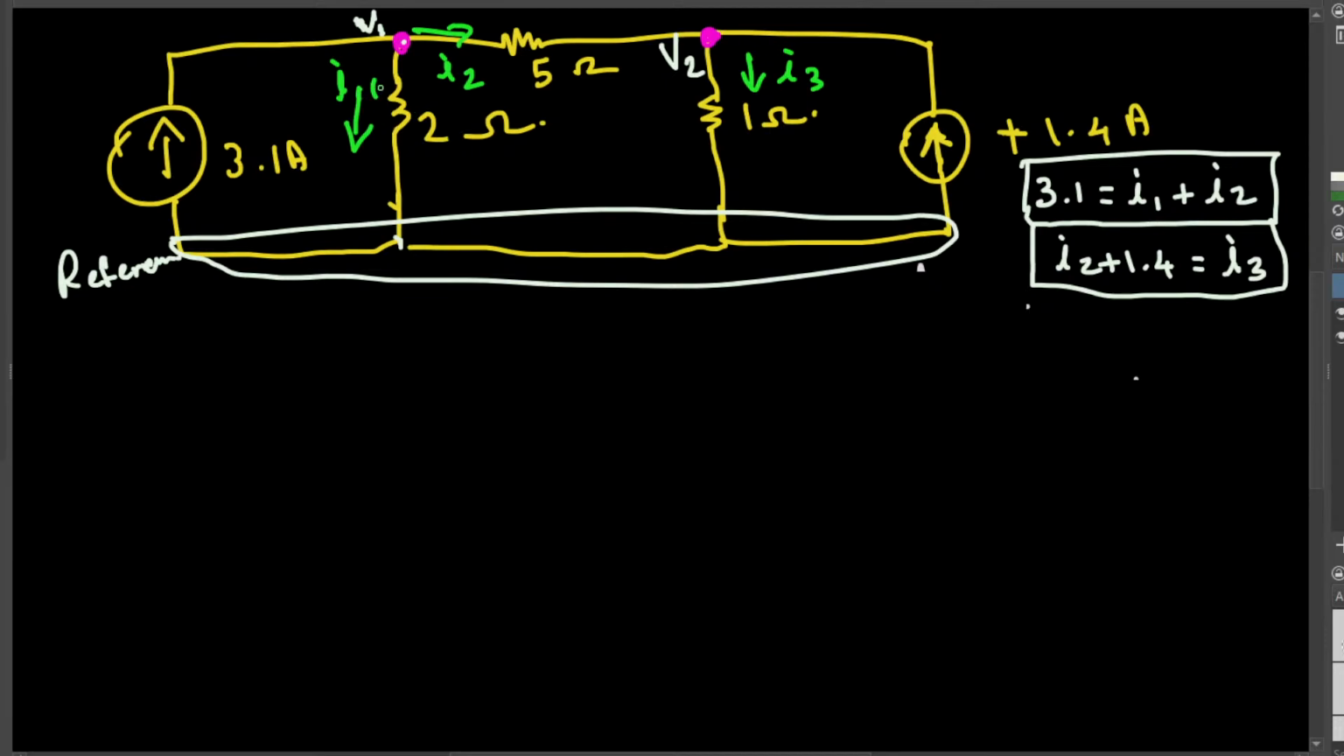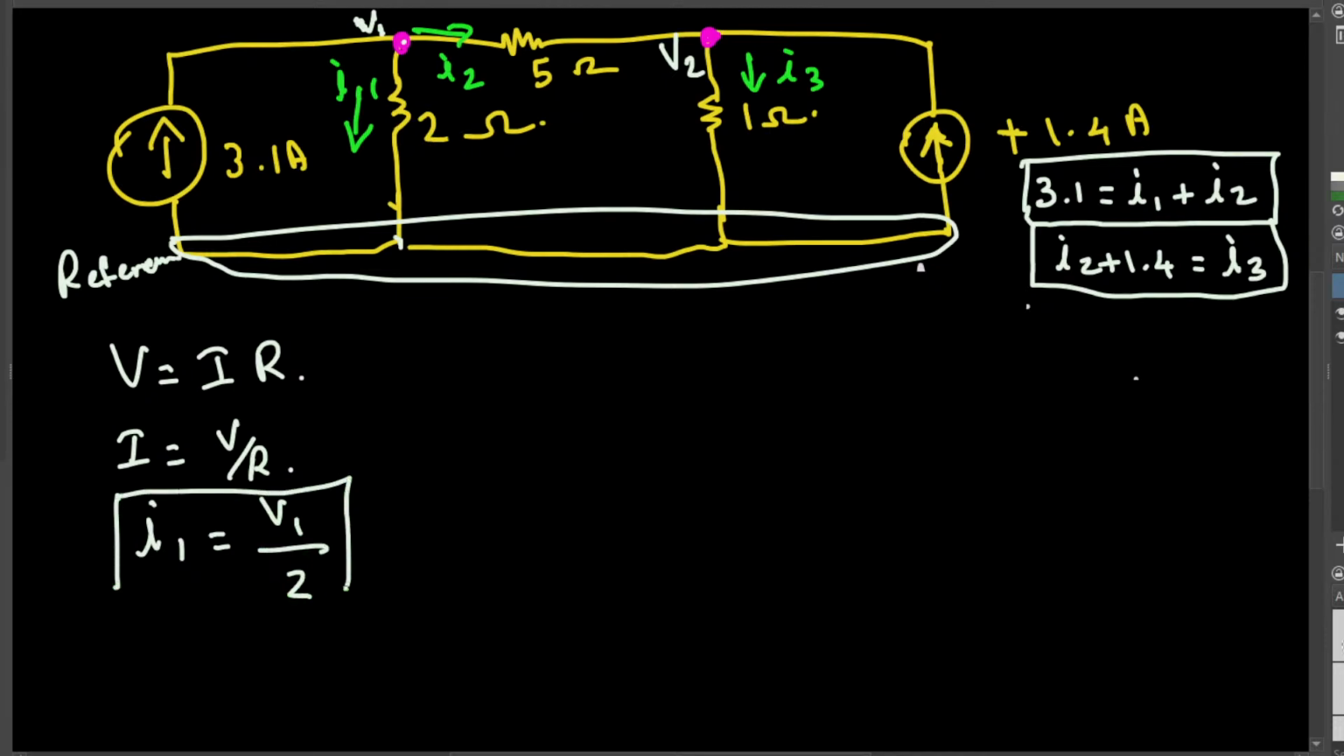So if you are writing current in terms of this, we can use Ohm's law. Ohm's law says V is equal to I times R. If I represent it in terms of current, I is equal to V divided by R. So for I1, it is equivalent to the voltage here, V1, divided by the resistance, 2 ohm. And this is our I1.